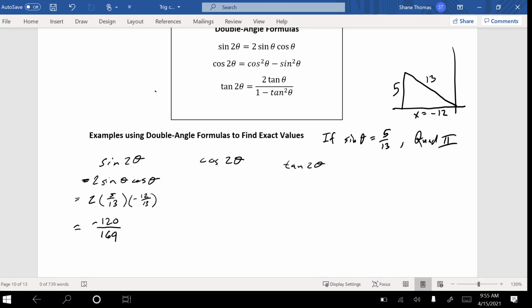All right. Let's move to cosine. Cosine 2 theta. So cosine, what's my formula for it? Cosine squared minus sine squared, right? So cosine squared of theta minus sine squared of theta. And that's going to be equal to, well, what's just cosine of theta?